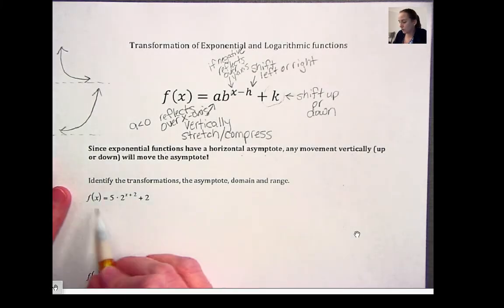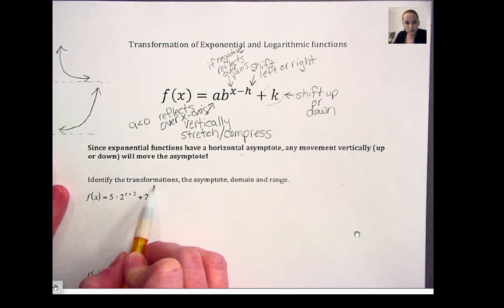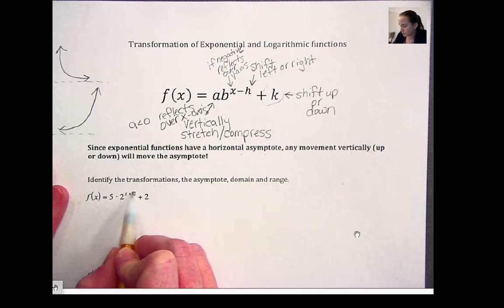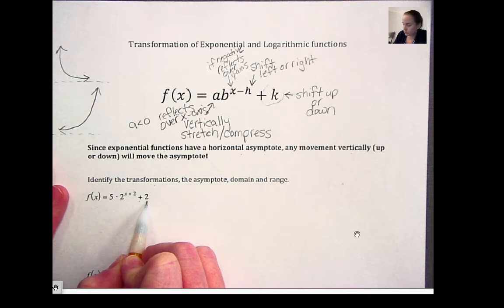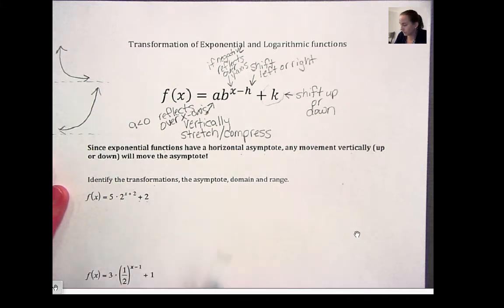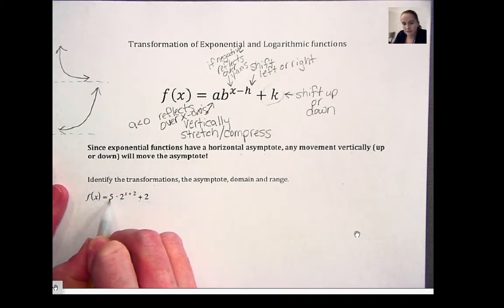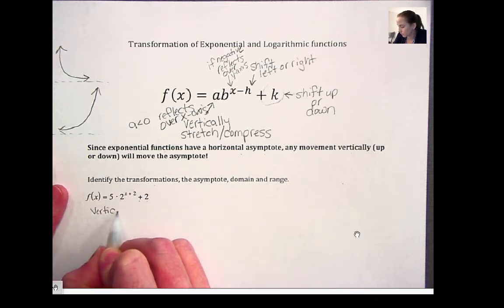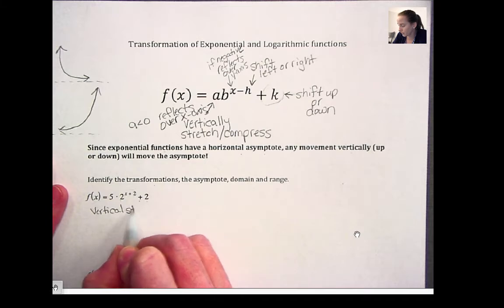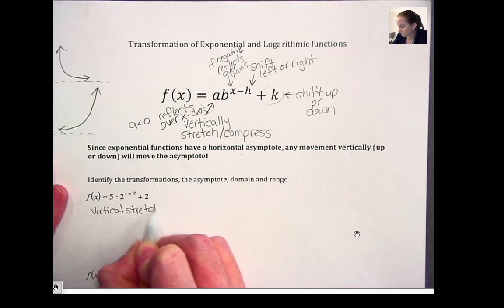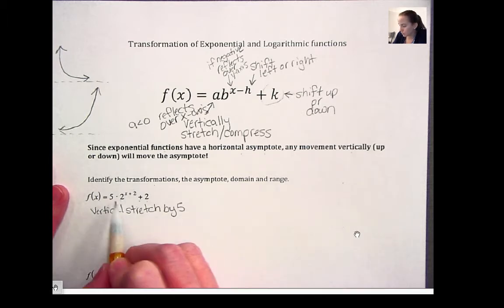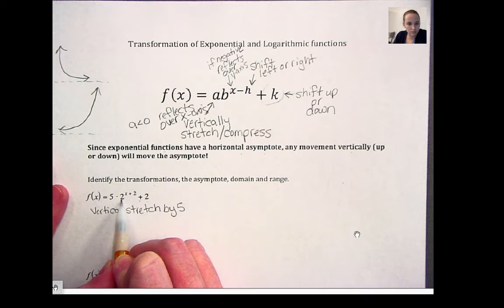So let's just start with this first one. It says first identify the transformations. Well, we've got a times b to the x plus 2 plus 2 here. Okay, so the transformations that we see, go one at a time. This first one here is a vertical stretch. So it's been vertically stretched. I'm going to say vertical stretch by 5.